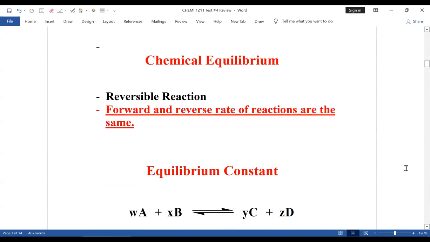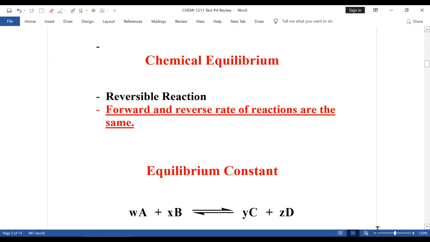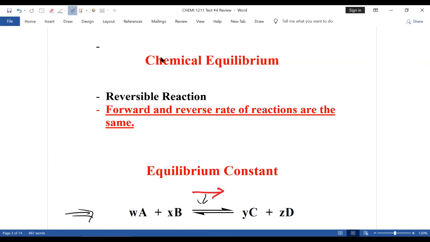Next, I talked about chemical equilibrium. And chemical equilibrium, like you see right down here, has a double-headed arrow. And you have the reactions going both in the forward direction and the reverse direction at the same time.